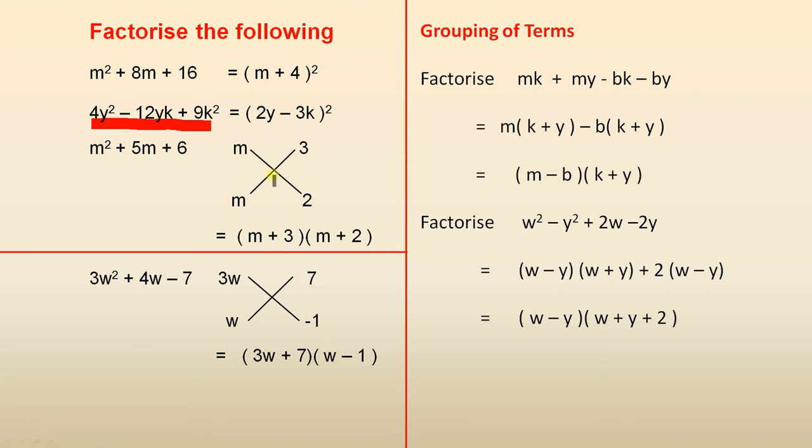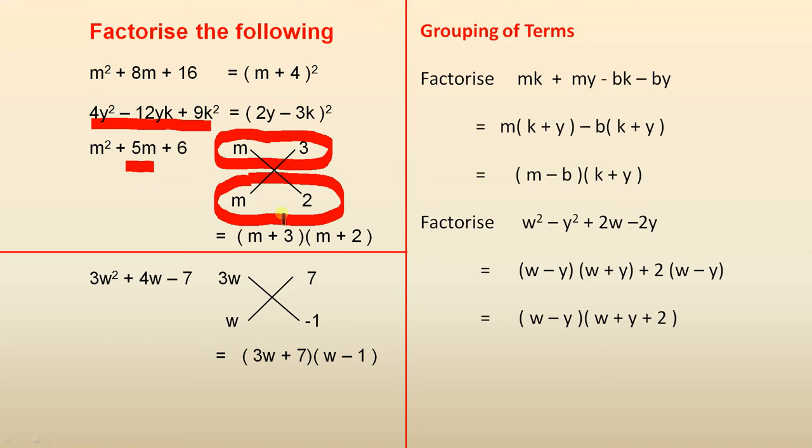So we go 2M plus 3M, that gives us 5M. So when you do the crisscross method, that is, you cross multiply and you collect those terms, you have to end up with the middle term. Then the answer is written this way, m plus 3 times m plus 2. And if you expand that, you will get that.